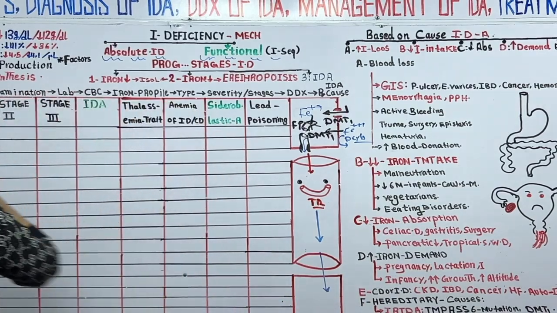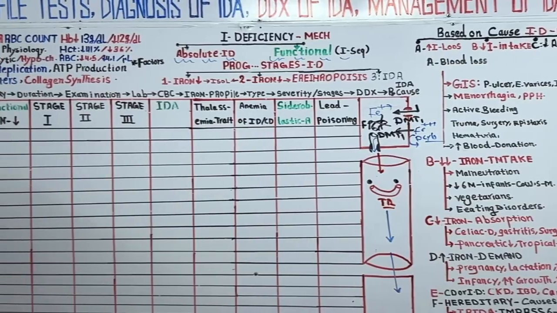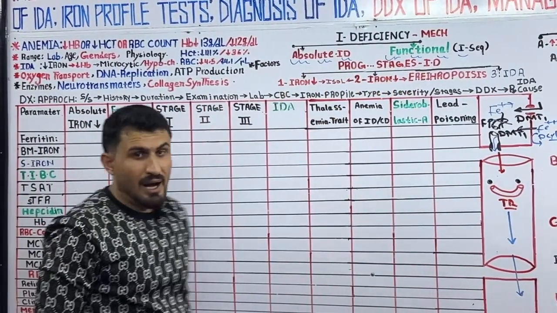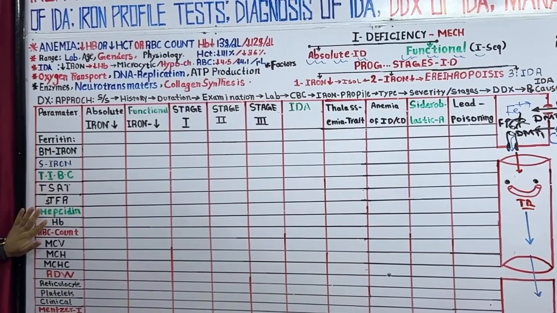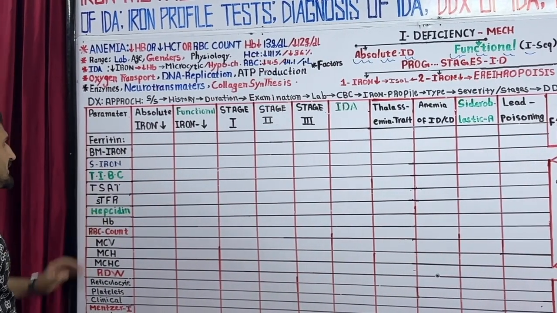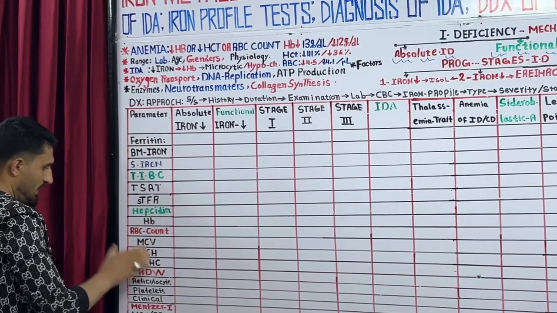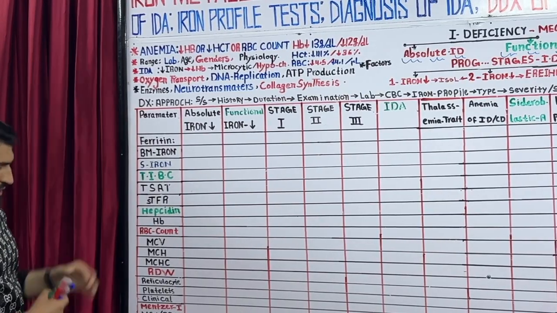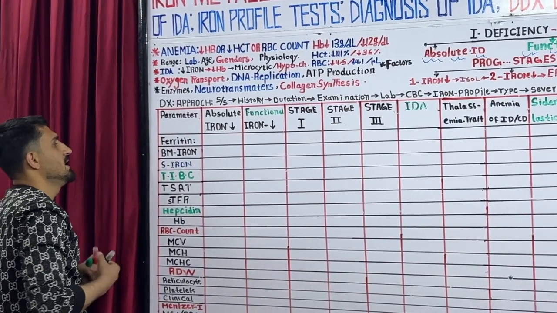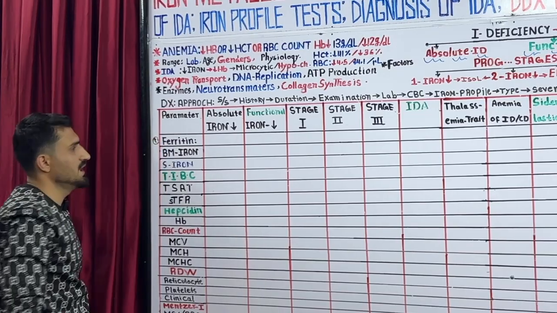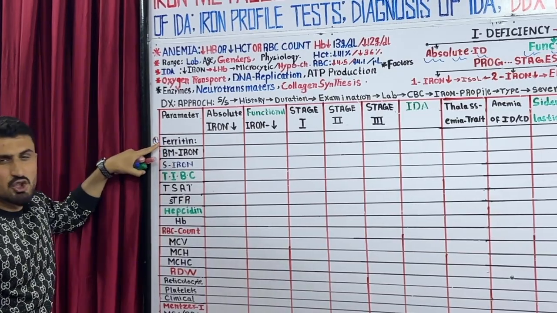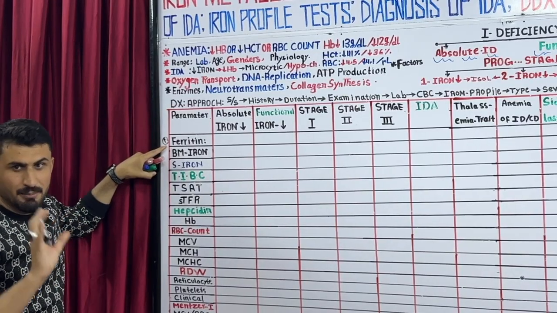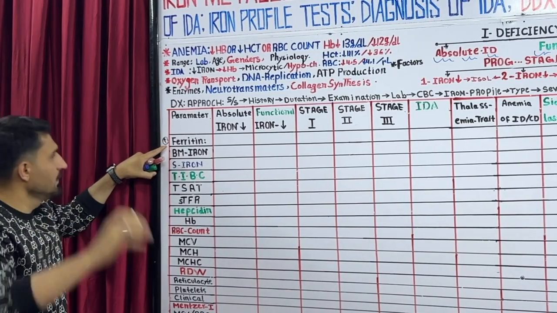Now come here. Let's first compare absolute iron deficiency with functional iron deficiency based on the iron profile test. First of all, you have to know about these parameters. Point number 1, what is ferritin? Ferritin is the store form of iron. It means I have iron in my body which is in store form, okay.